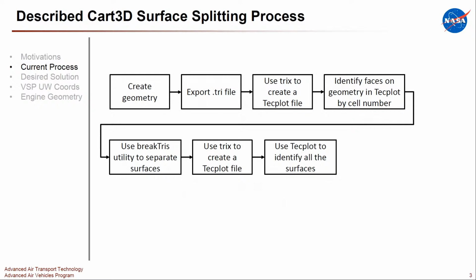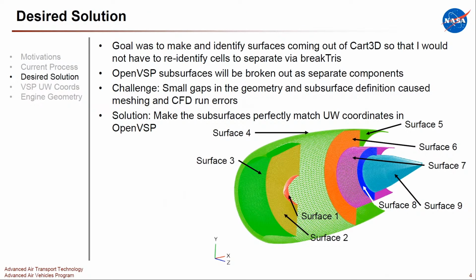I wasn't very comfortable with all of this, especially going back and forth from Windows to Linux. It was kind of time-consuming, so I said, can I just do the whole thing in VSP and not have to worry about it? So we spent some time, and the answer is yes, basically. If you heard one of Rob's talks earlier about subsurfaces, OpenVSP has these subsurface features that will break out surfaces into subsurfaces. It tags them, and they'll create separate components automatically.